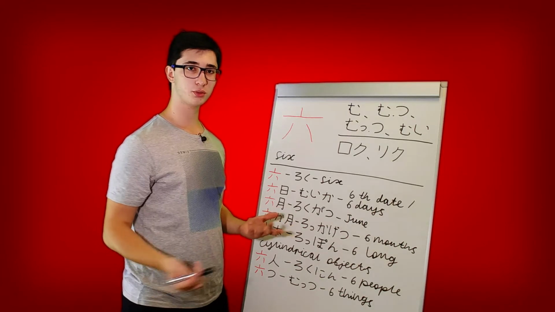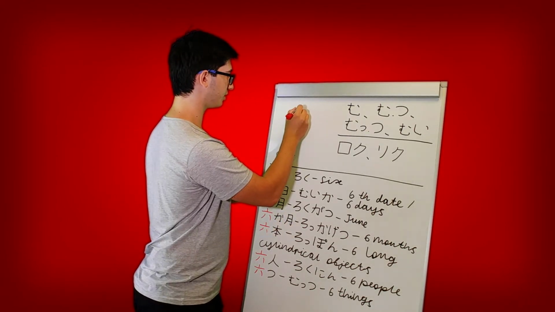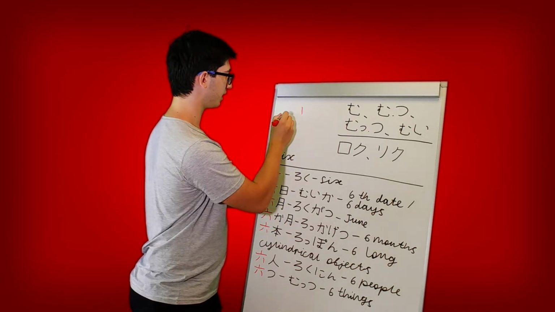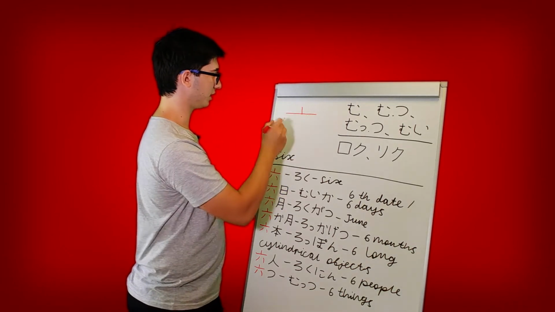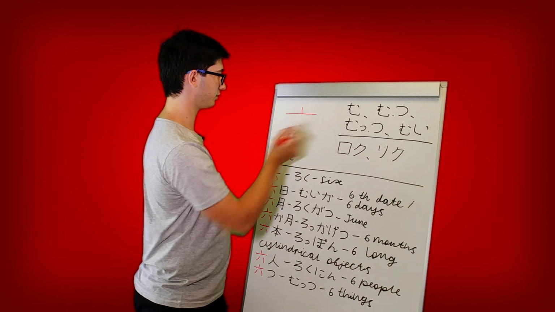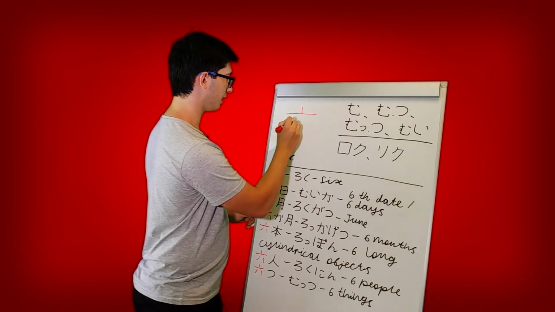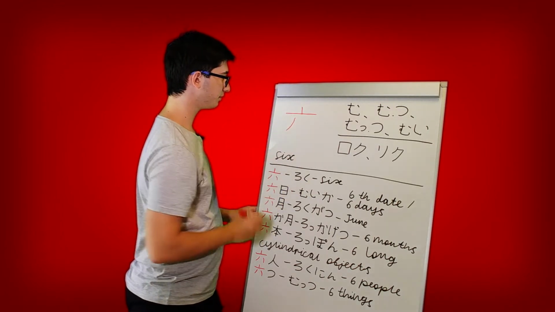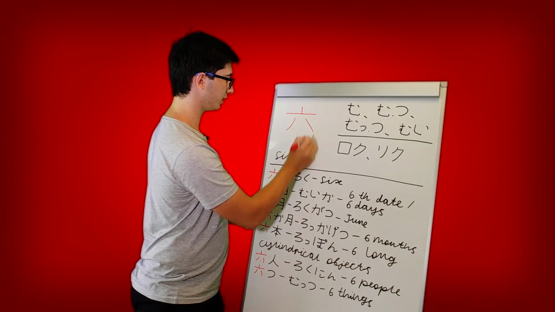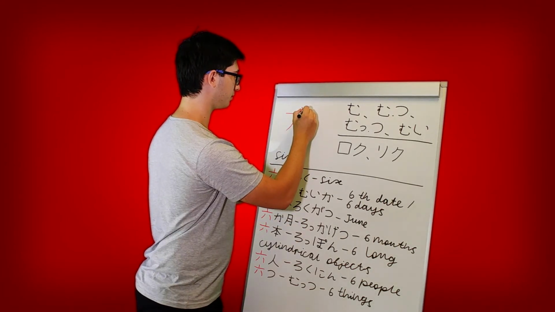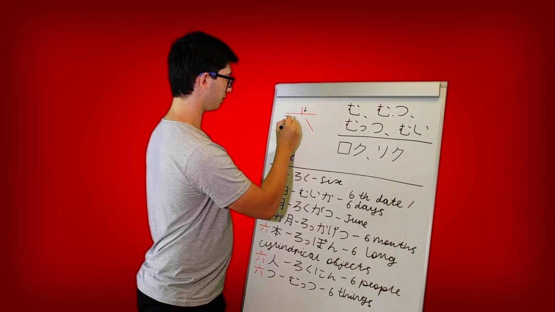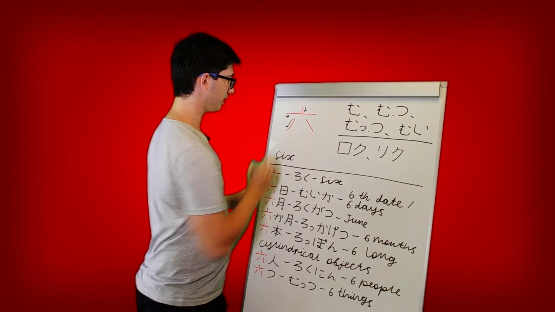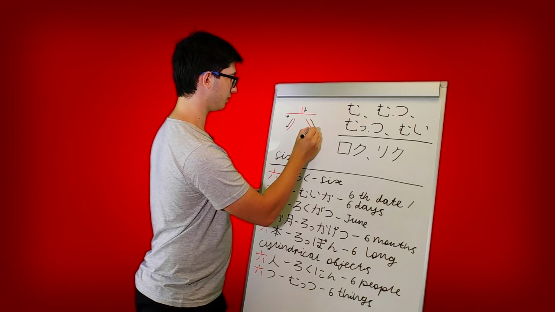So now let's look at the stroke order. The first stroke goes from top to bottom. The second stroke goes from left to right. This is just like I taught you before. Vertical lines go top to bottom, horizontal lines go left to right. And then you have this stroke going here and this stroke going here. So once again, top to bottom, left to right. This one goes down and to the left, and this one goes down and to the right.